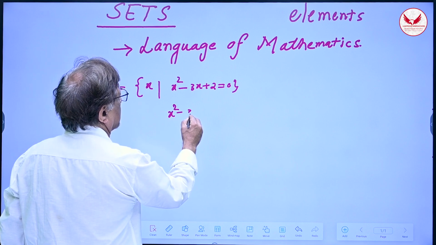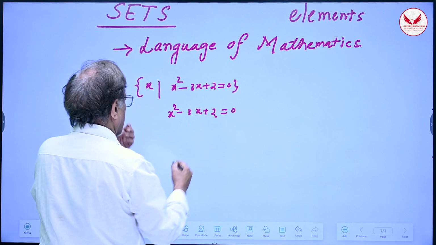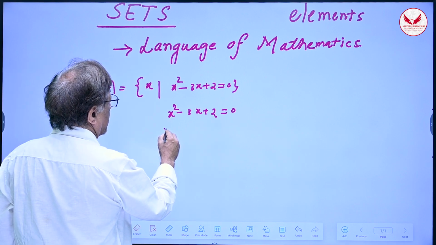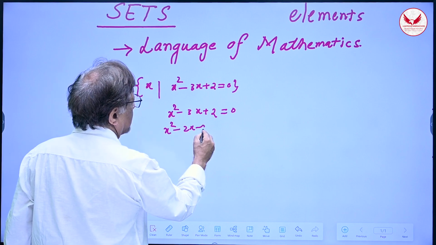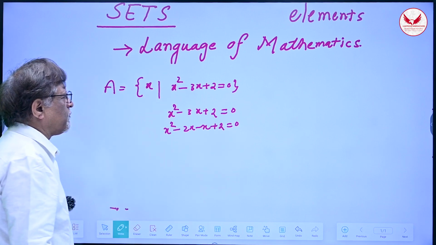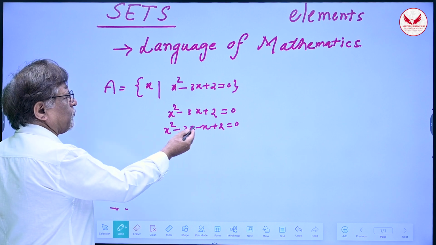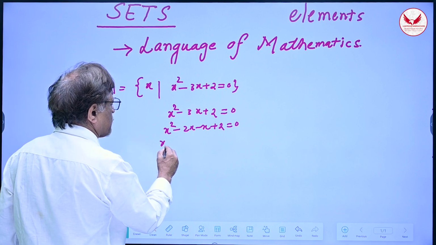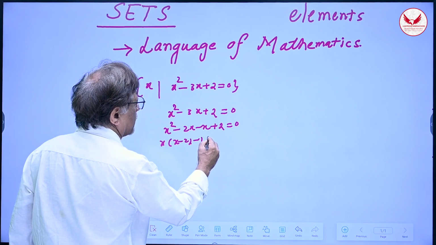x square minus 3x plus 2 equal to 0. What does that mean? I'm going to write it like this: x square minus 2x minus x plus 2 is equal to 0. So I'll have to split this minus 3 by using 2, 2 into 1. So minus 2 minus 1. Then I'll take out x common from both. Then it is x minus 2 and minus 1 common.